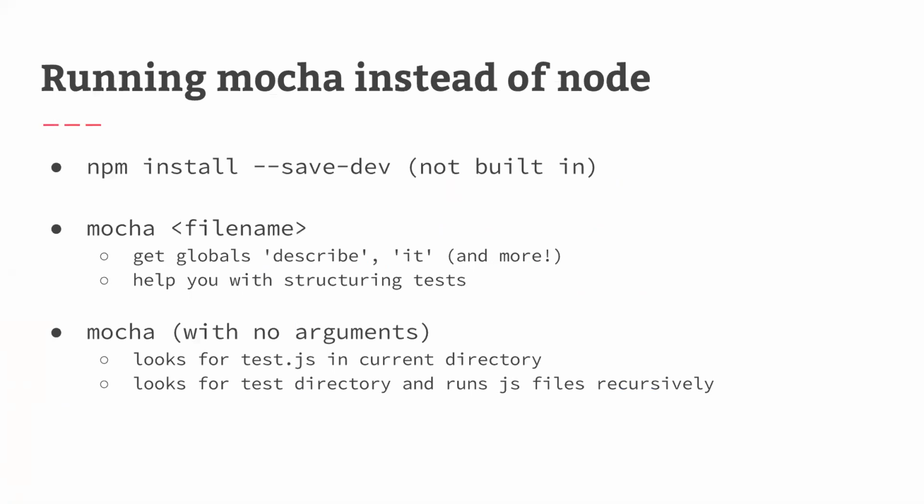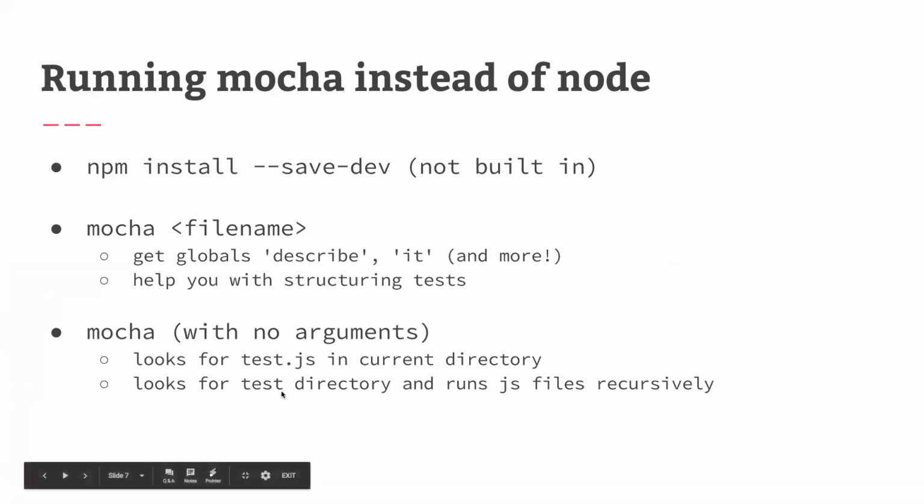So describe and it help you to structure your tests. That's basically what you're getting when you get Mocha: describe and it and these other globals that we'll talk about sometime in the future. Of course, we'll talk about how you use describe and it in a minute, but it is also common to run Mocha with no arguments. What that does is look for a test.js in the current directory, and if there is a test.js, it'll just run it.